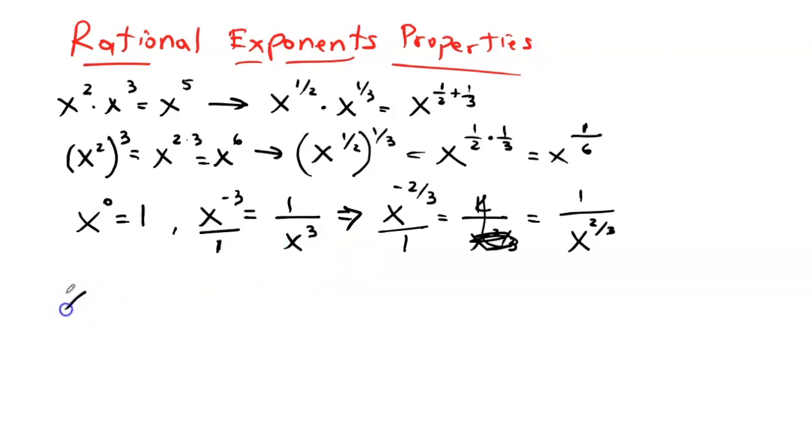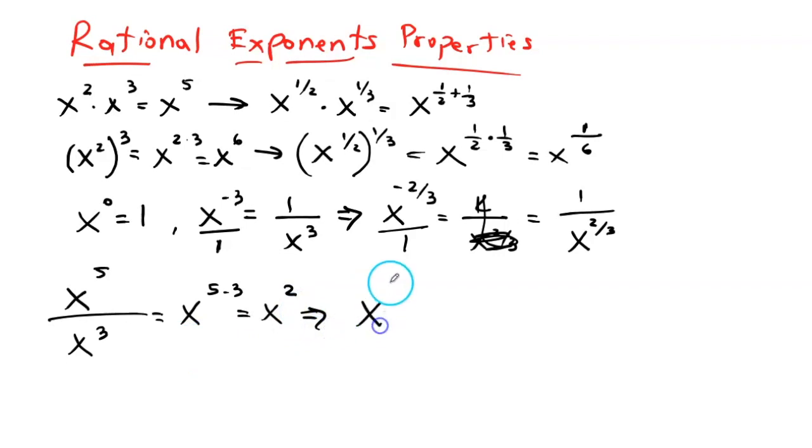What about when we divide? x to the 5th divided by x cubed. I subtract the exponents. 5 minus 3, x squared. If it's rational exponents, the same rules apply. x to the 2/3 divided by x to the, let's say, 1/2. Right? What do I do with the exponents? Subtract them. 2/3 minus the bottom. Here comes the problem.